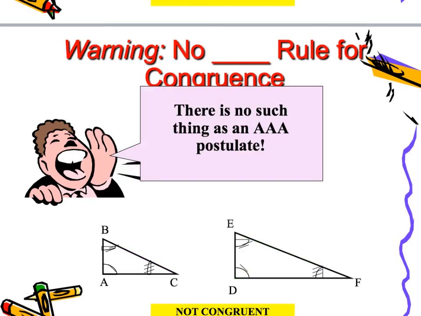Okay, the other combination that we don't have is no AAA. It's not possible to have just angles marked be congruent. And I'll show you and explain that later. So AAA, this would also be not possible.